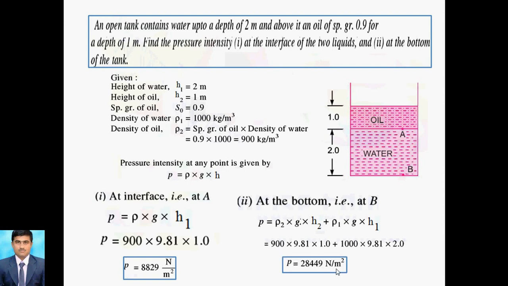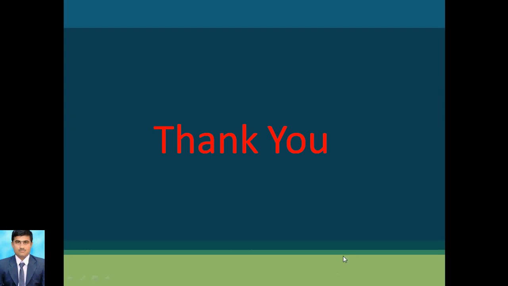228,449 Newton per meter square. So this is about all the numericals regarding the single column manometer, as well as Pascal's law, as well as the inverted U-tube differential manometer.